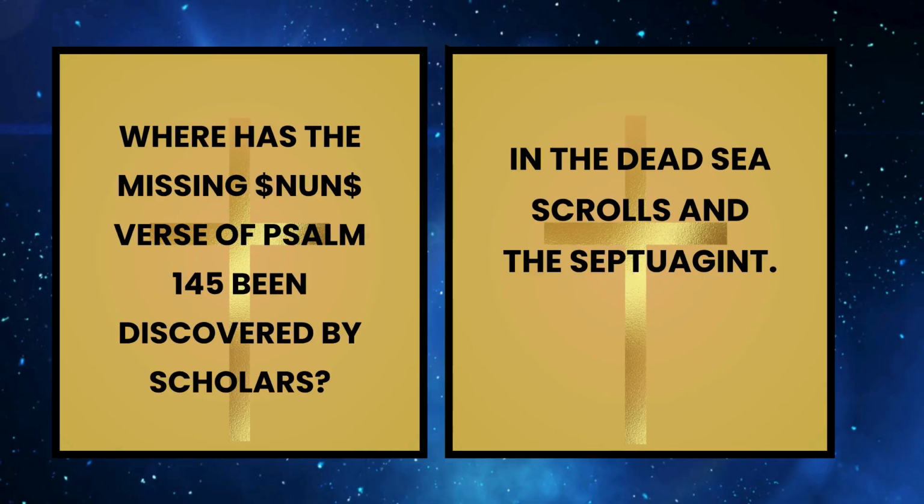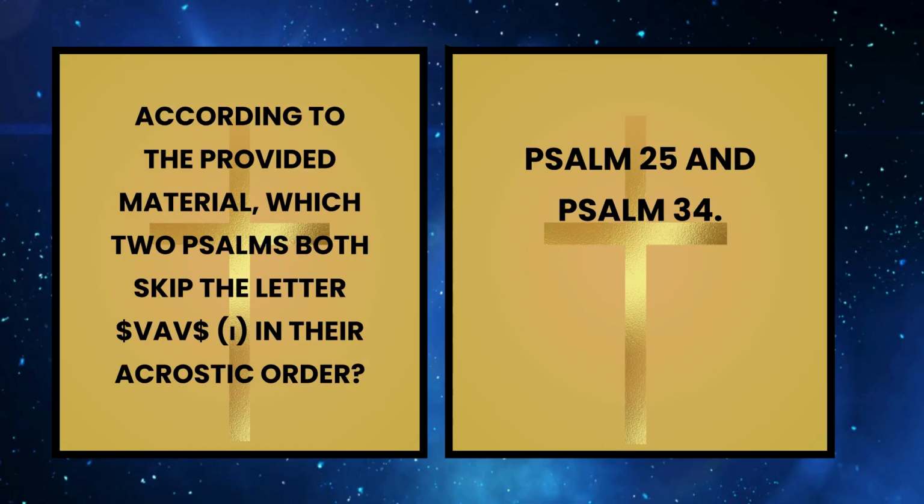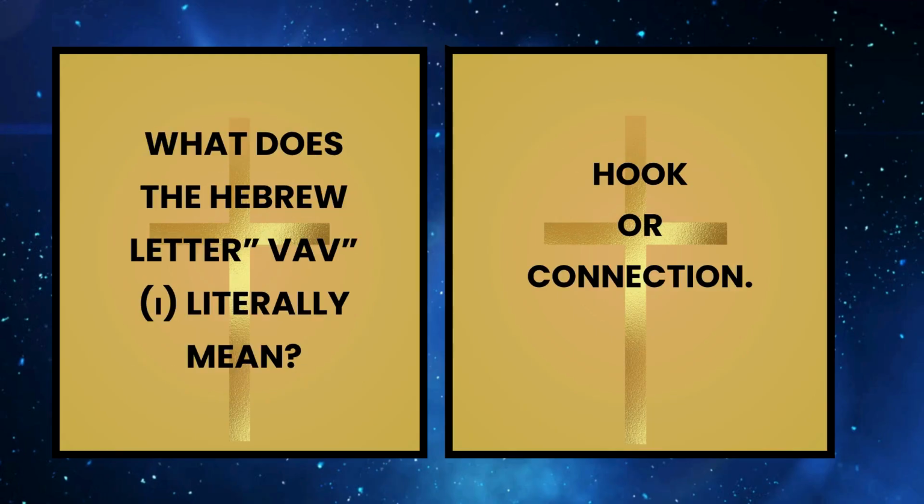Where has the missing Nun verse of Psalm chapter 145 been discovered by scholars? It has been found in the Dead Sea Scrolls and the Septuagint. According to the provided material, which two psalms both skip the letter Vav in their acrostic order? Those psalms are Psalm chapter 25 and Psalm chapter 34. What does the Hebrew letter Vav literally mean? It means hook or connection.